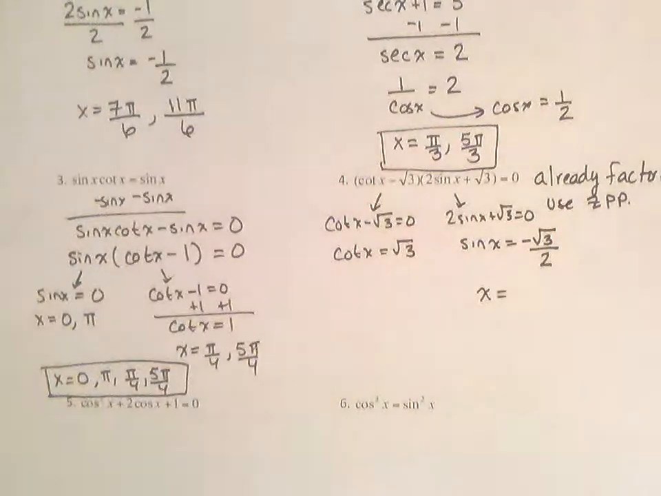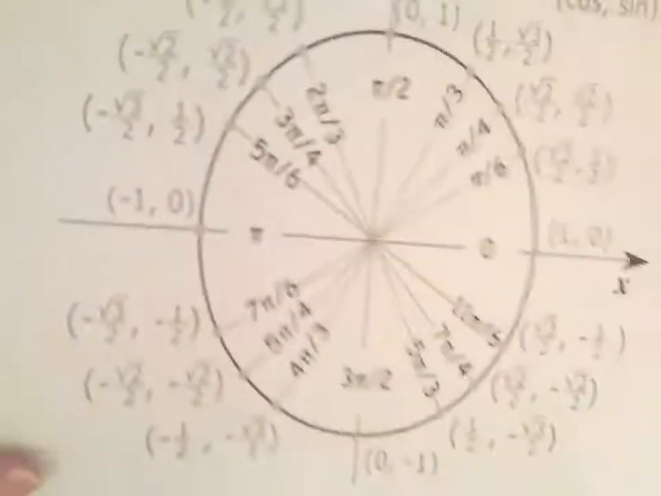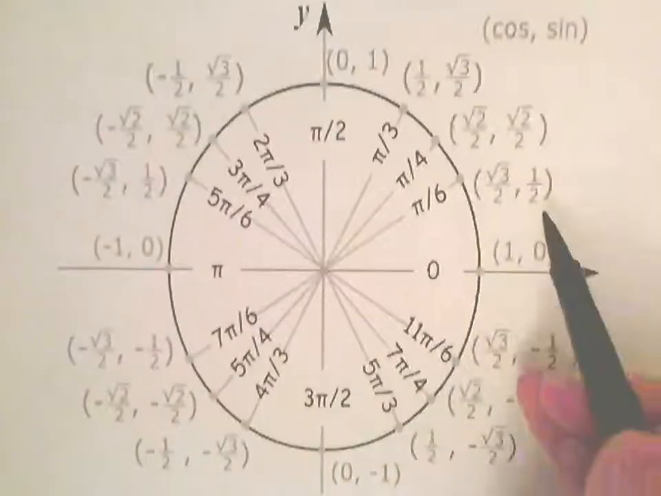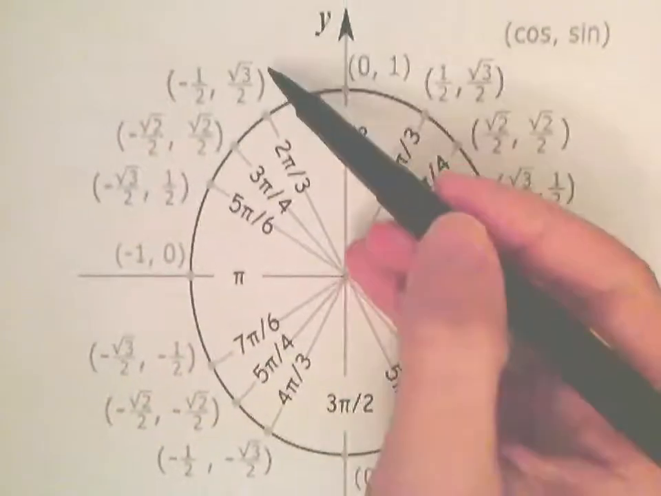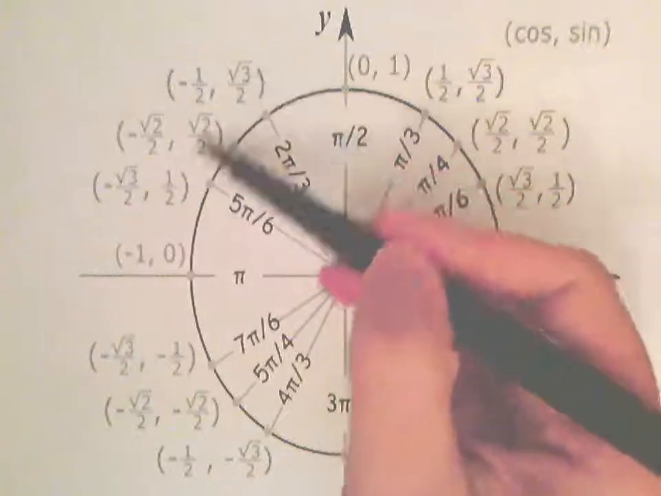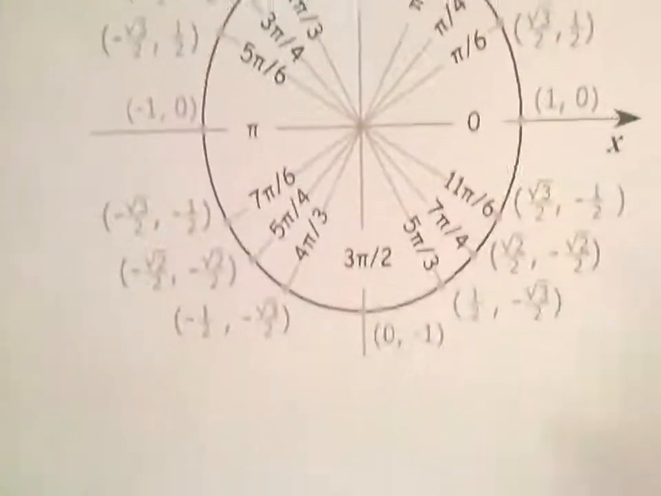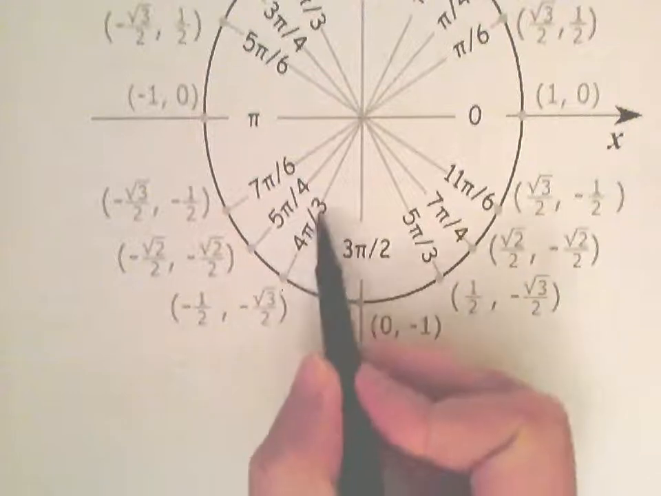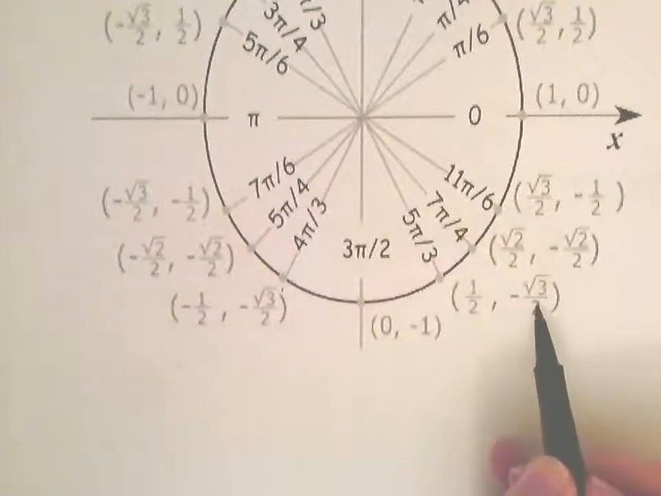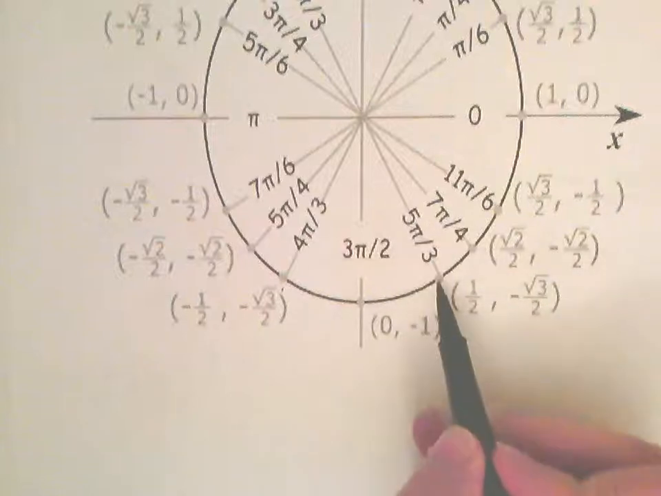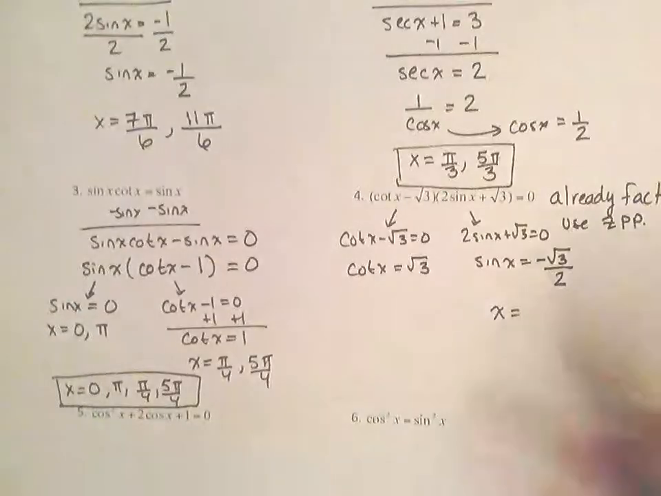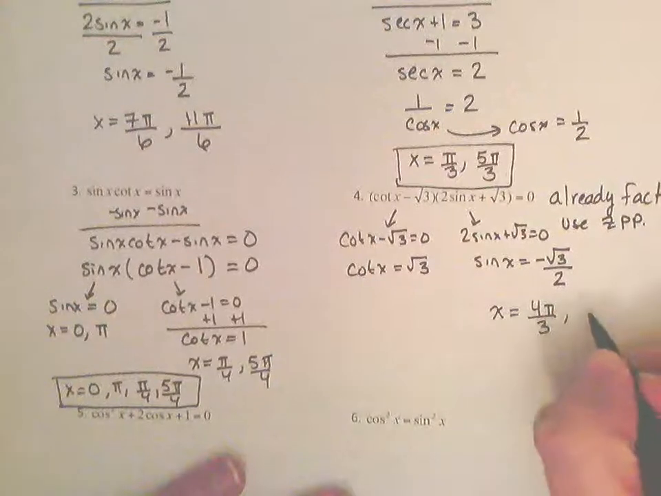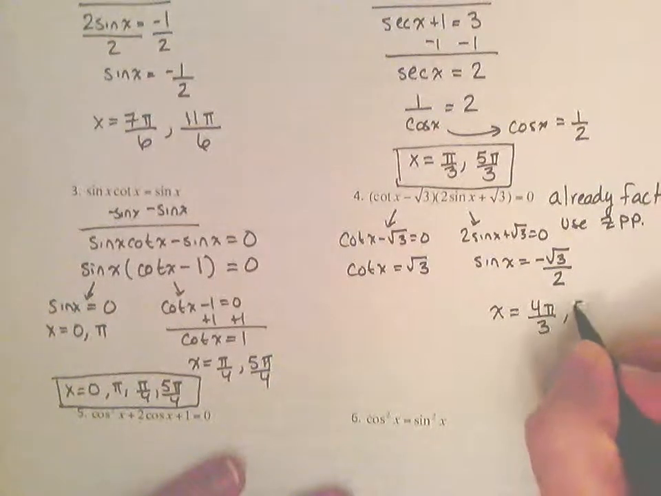So where is sine of x negative square root of 3 over 2? Sine of x, remember, is our y. Obviously, not over here. Again, not over here. So our answer for negative square root of 3 over 2 is at 4 pi over 3 and at 5 pi over 3. So our two solutions for this side are 4 pi over 3 and 5 pi over 3.